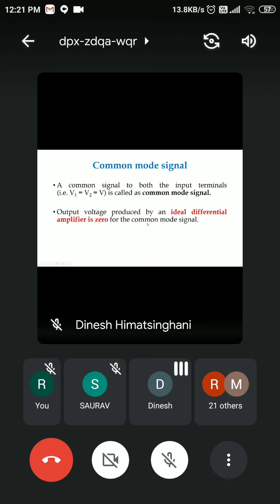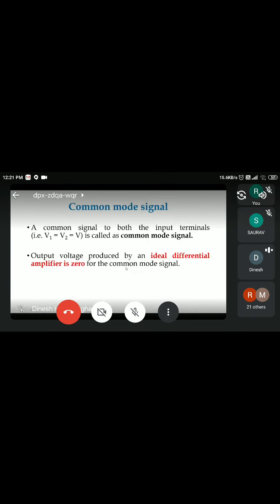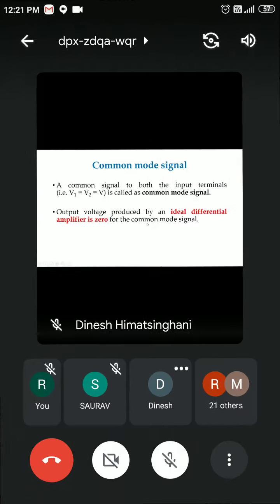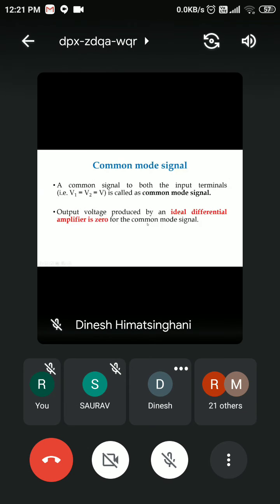So again, for a common mode signal, VD is 0. So there is no amplification. That is why the output voltage is 0. I think this is very simple to understand, and we will then move ahead.